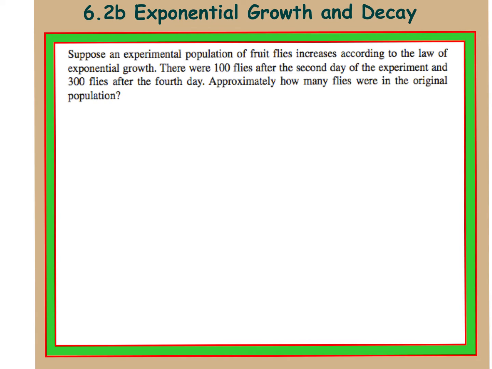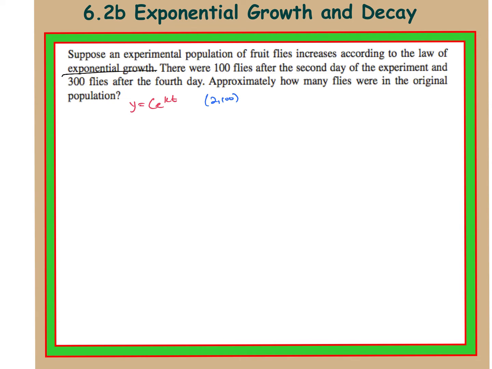Suppose an experimental population of fruit flies increases according to the law of exponential growth. All right, when we see exponential growth, what do we think of? y equals Ce to the kt. All right, keep going. There were 100 flies after the second day. All right, let's stop there. What ordered pair does that make? 2, 100.